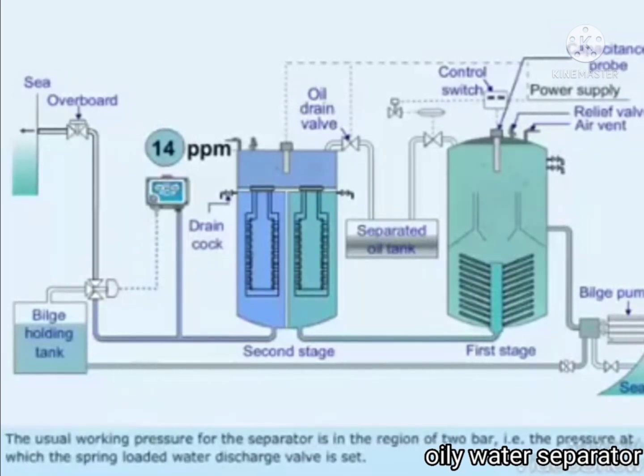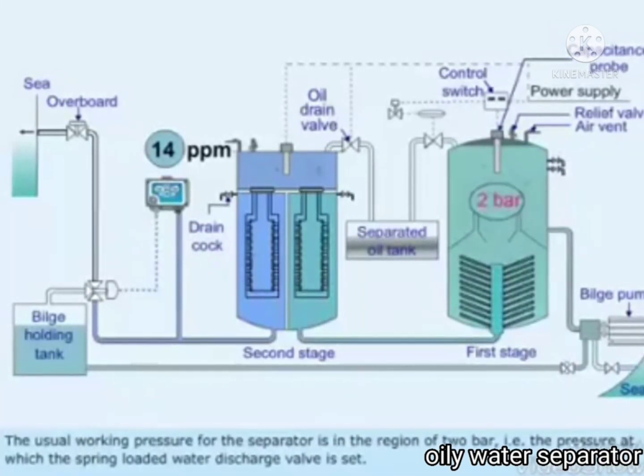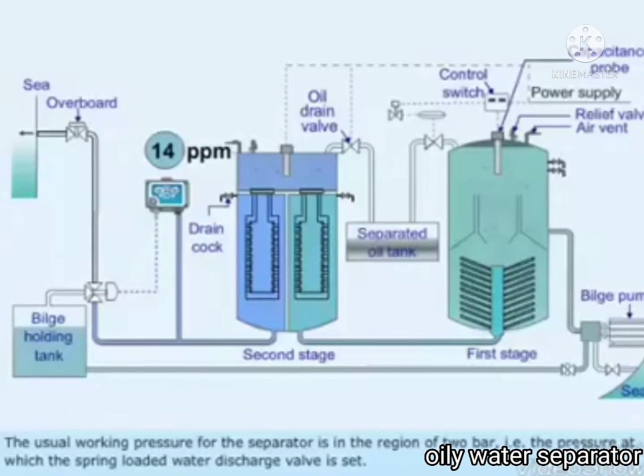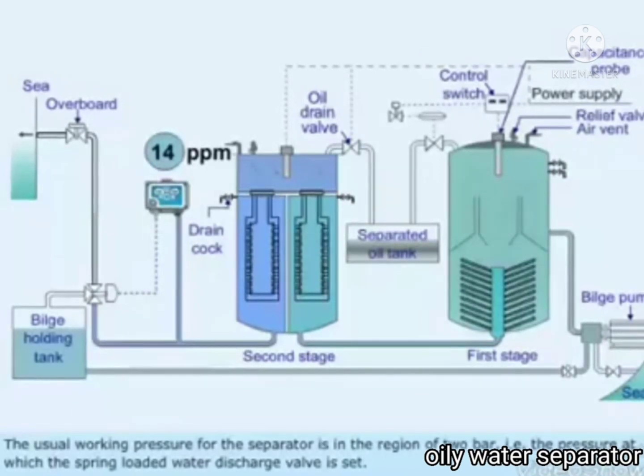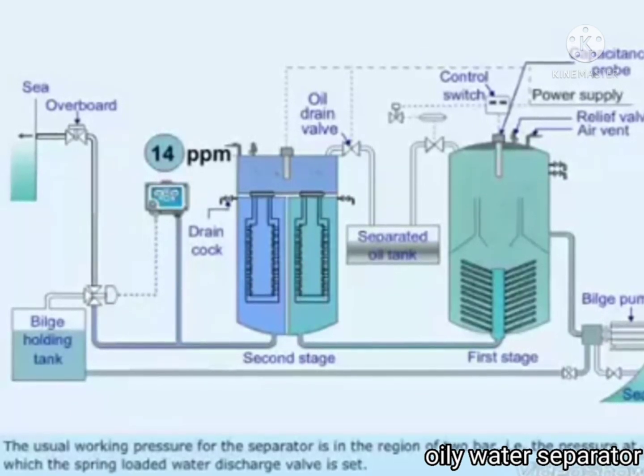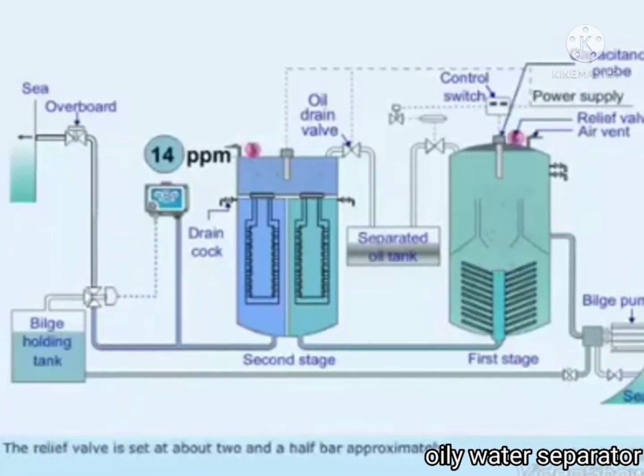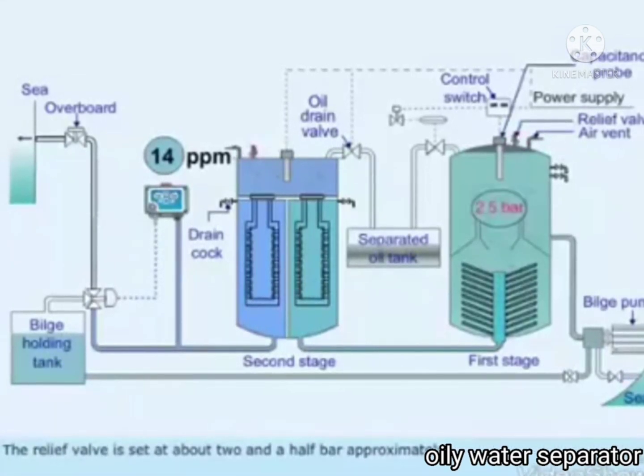The usual working pressure for the separator is in the region of 2 bar, that is, the pressure at which the spring-loaded water discharge valve is set. The relief valve is set at approximately 2.5 bar.